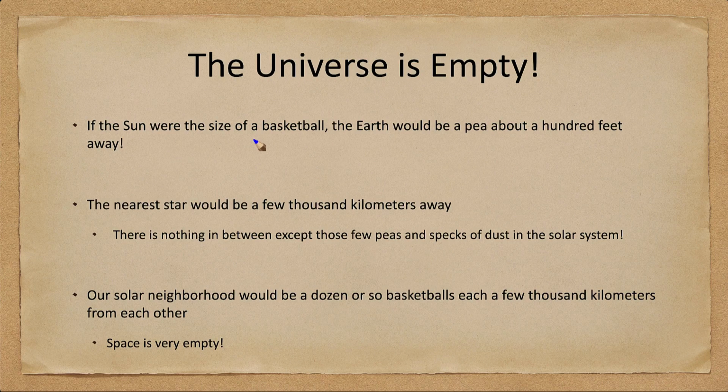We can look at an example here. If we were to make the sun the size of a basketball, Earth would be about the size of a pea and would be nearly 100 feet away. The nearest star would be a few thousand kilometers away. So there is nothing in between these. You would have the few specks of dust around one basketball, and then thousands of kilometers away you would have a few specks of dust around another basketball. The rest of that is completely empty space. Space is very, very empty. So that gets you an idea of how empty space is.